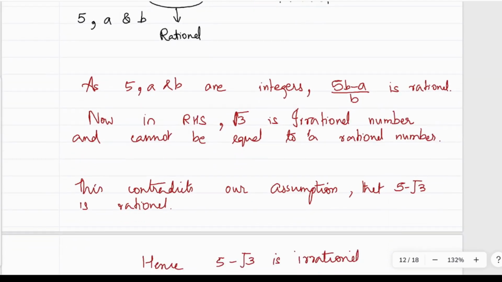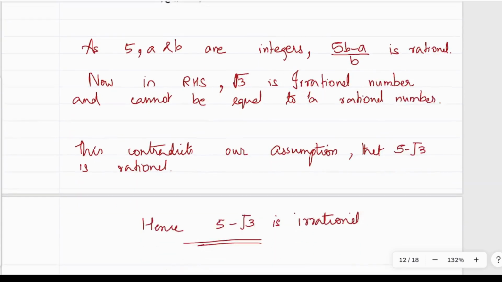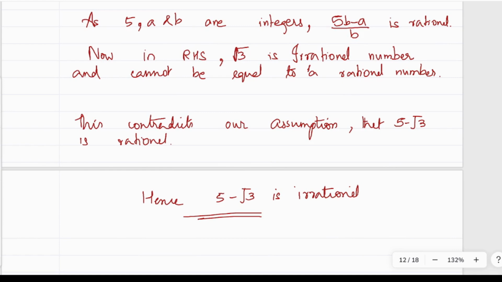As 5, A and B are integers, (5B minus A) divided by B is what? A rational number. Now in RHS, root 3 is an irrational number and cannot be equal to a rational number. This contradicts our assumption that 5 minus root 3 is rational. Hence 5 minus root 3 is irrational, right? So in this way you will have to wind up the answer. Clear?